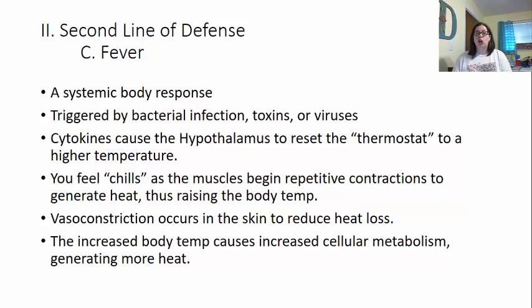And the increased body temperature causes increased cellular metabolism. It makes your cells work harder. This then causes them to even generate more heat. Now, there's a fine line with this. As the fever starts to get higher, it does actually help the body fight the invader until a point. Once temperature gets too high, it actually starts to denature our own proteins, which then can be detrimental.